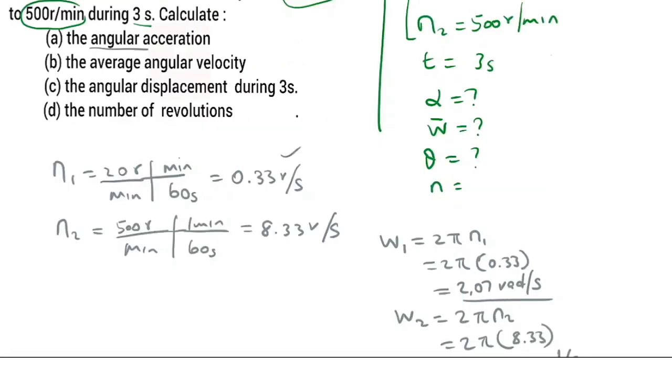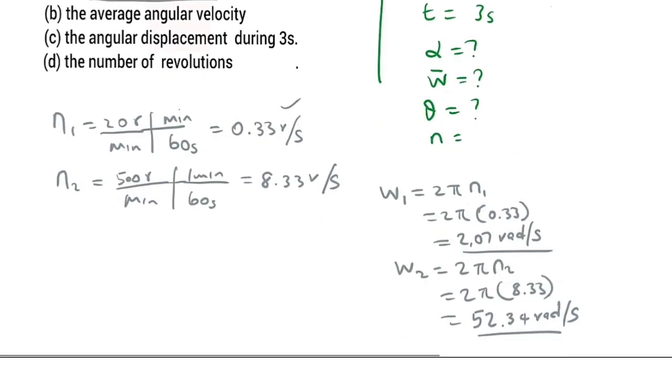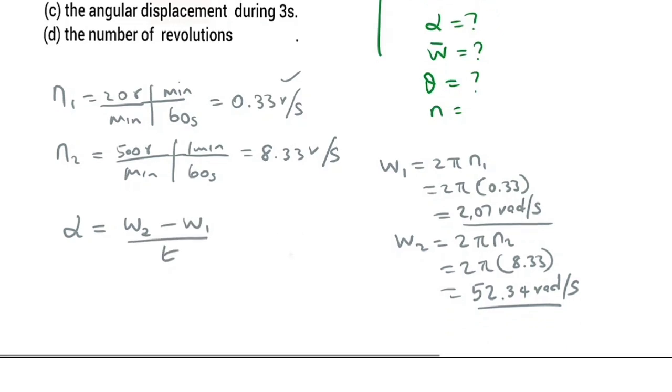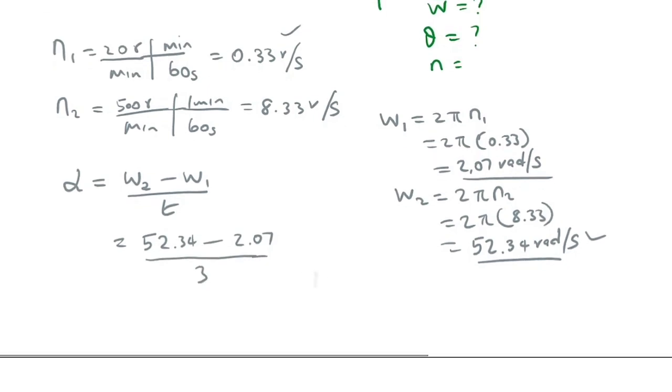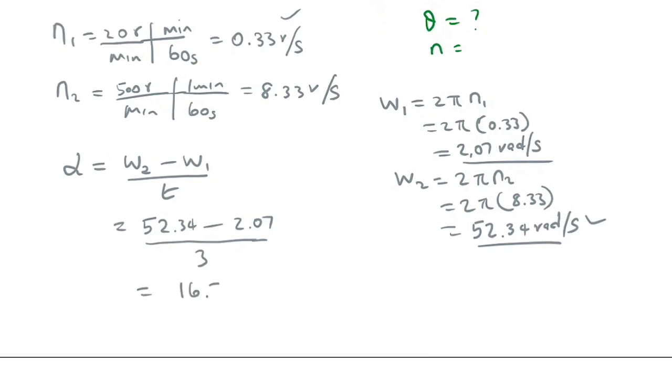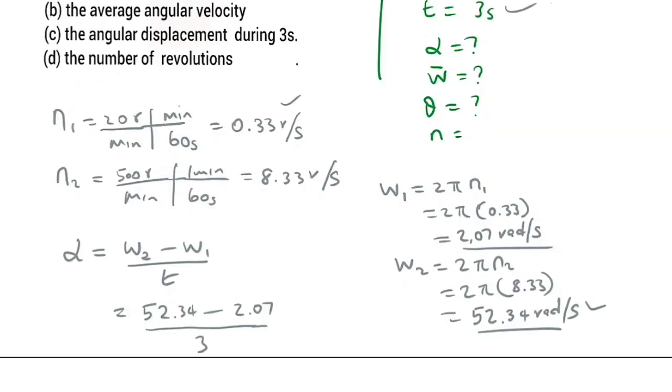Now let us calculate the angular acceleration. How to calculate it? Angular acceleration is equal to angular velocity 2 minus angular velocity 1, divided by time. Substitute angular velocity 2, which is 52.34, minus 2.07. Then we divide by the time, which is 3 seconds. Here it's going to give you 16.76 radians per second squared. That is the angular acceleration.